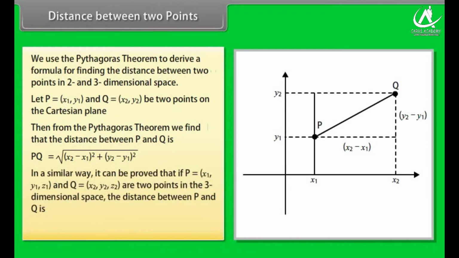In a similar way, it can be proved that if P = (x1, y1, z1) and Q = (x2, y2, z2) are 2 points in the 3-dimensional space, the distance between P and Q is PQ equal to square root of (x2 minus x1) squared plus (y2 minus y1) squared plus (z2 minus z1) squared.